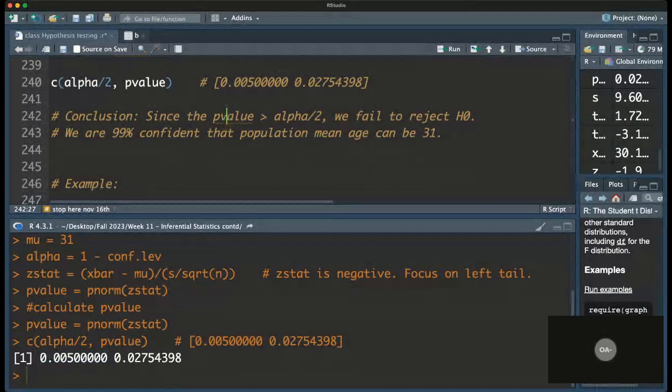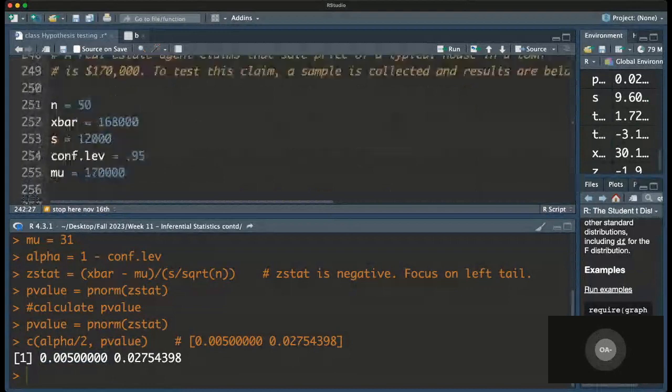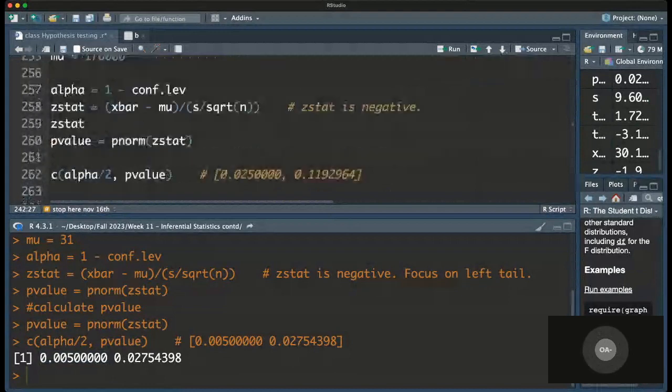And at what level? The reason why the level is important is because at a different confidence level, the conclusion might be different. So please bear that in mind. This is another similar example. I'm not going to go into that. You can work on that.